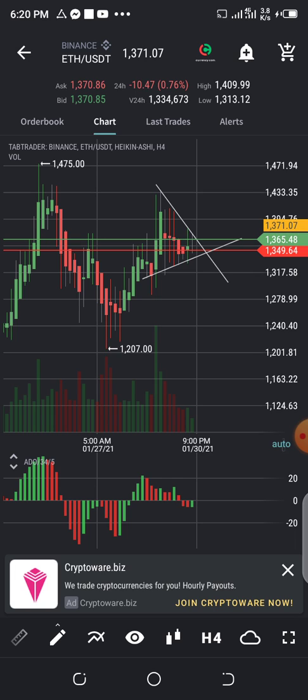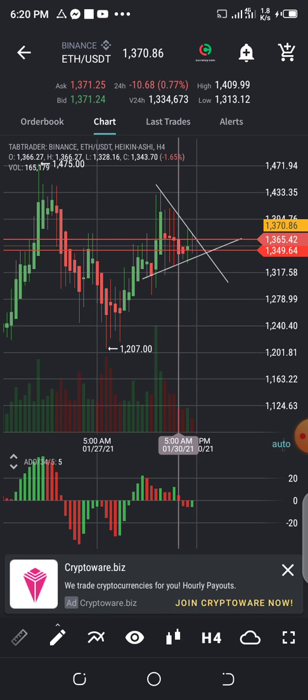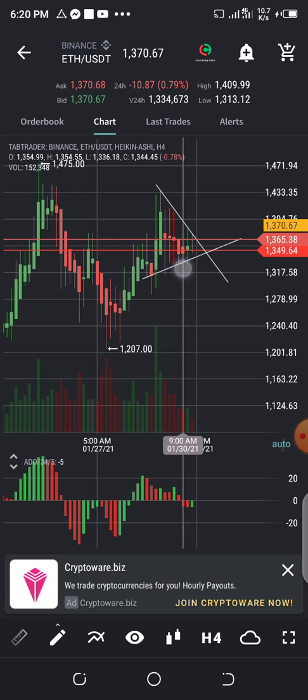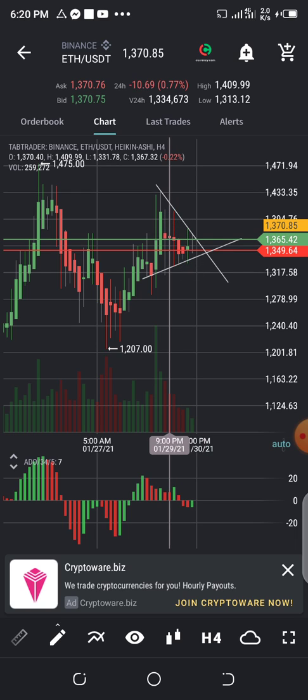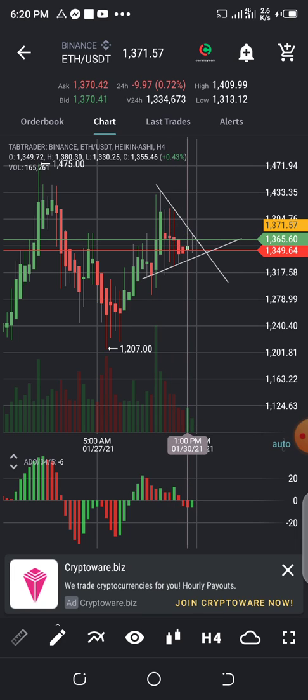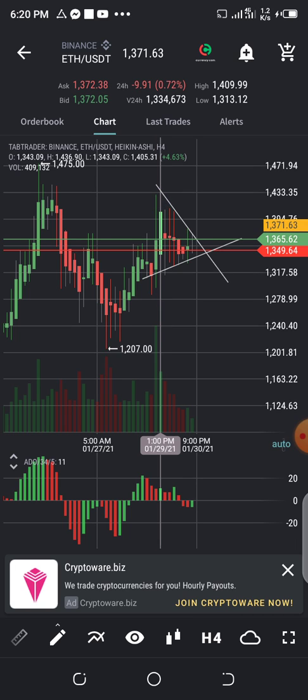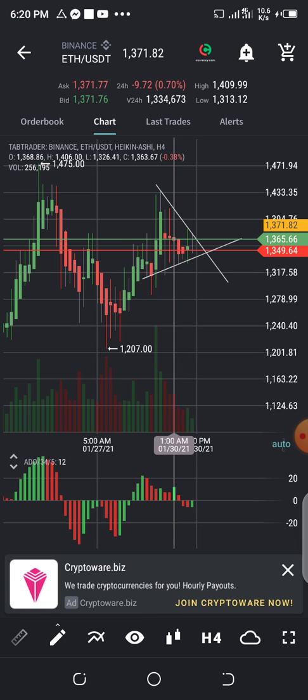Now you can see I didn't just draw these diagonal trend lines here. I drew them in such a way that they are touching at least 3 points. It touched here, here, here, and here. The same thing applies here, here, here, and here. So at least I ensure that I touch like 3 points.